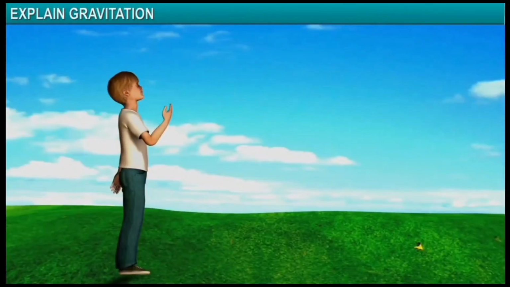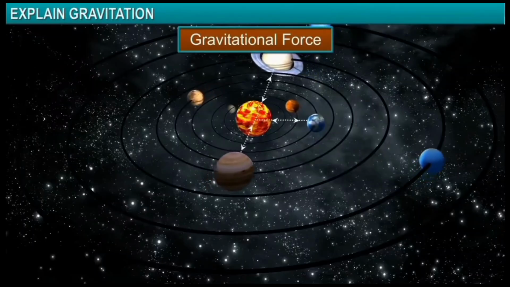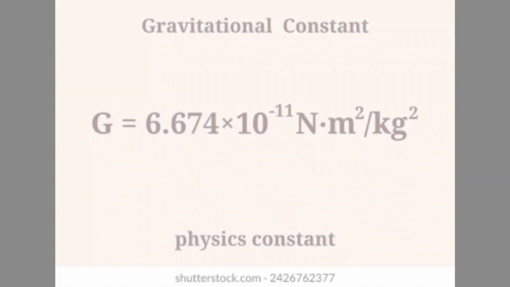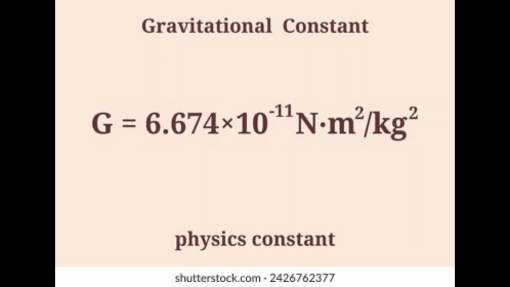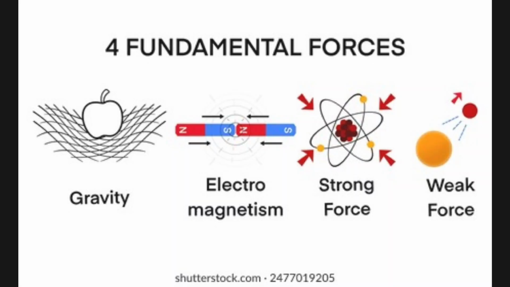Gravitation. Gravitation, also known as gravity, is a natural phenomenon by which all things with mass or energy are brought toward each other. The gravitational constant is approximately 6.67430 into 10 to the power of minus 10. It is one of the four fundamental forces in the universe.